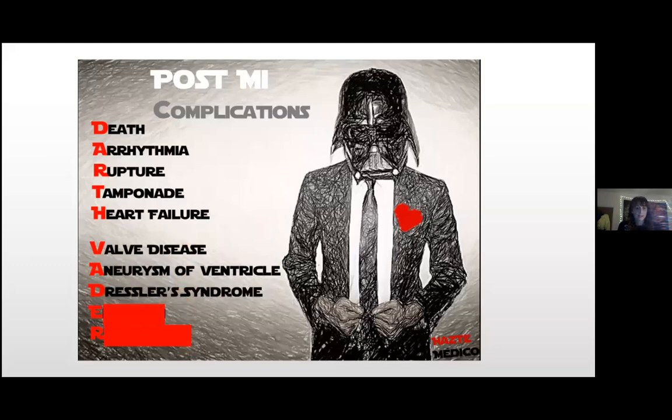Someone already said the other D is for Dressler's syndrome. The E is for embolism. So it's important if people are immobilized, they might get clots such as PE and DVT as well. And R, the other R is for recurrence. So they might have a second MI, which is actually quite common for people to have more than one.